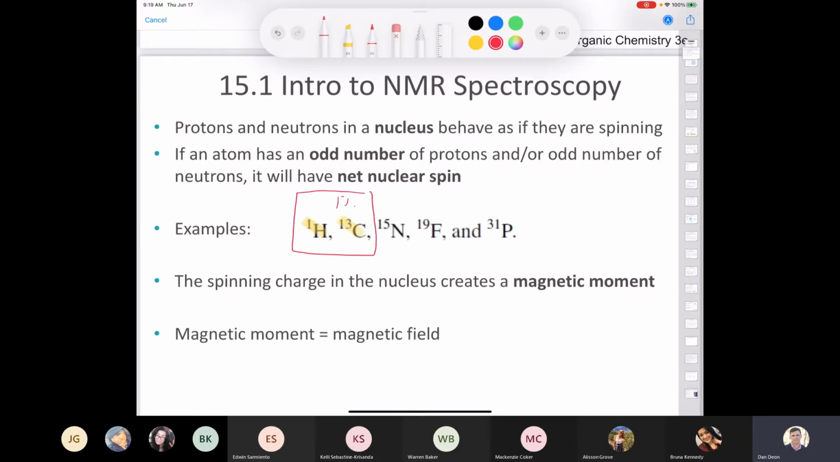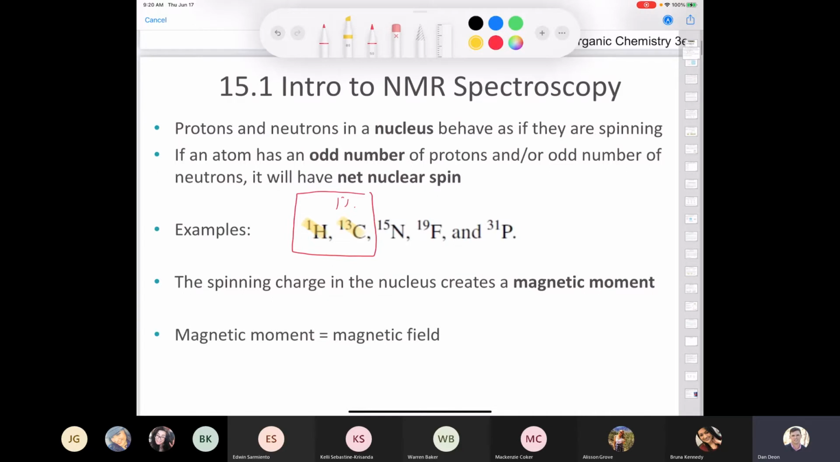Now, we've got these nuclei, whether it be a proton or a carbon. If that proton or carbon nucleus has this property called net nuclear spin, what happens is, if the nucleus has a charge, which it does, right? It's got a positive charge. All nuclei are positively charged. If you have a spinning charge, it creates a little magnetic field, okay? A little tiny magnetic field, and we call that magnetic field a magnetic moment.